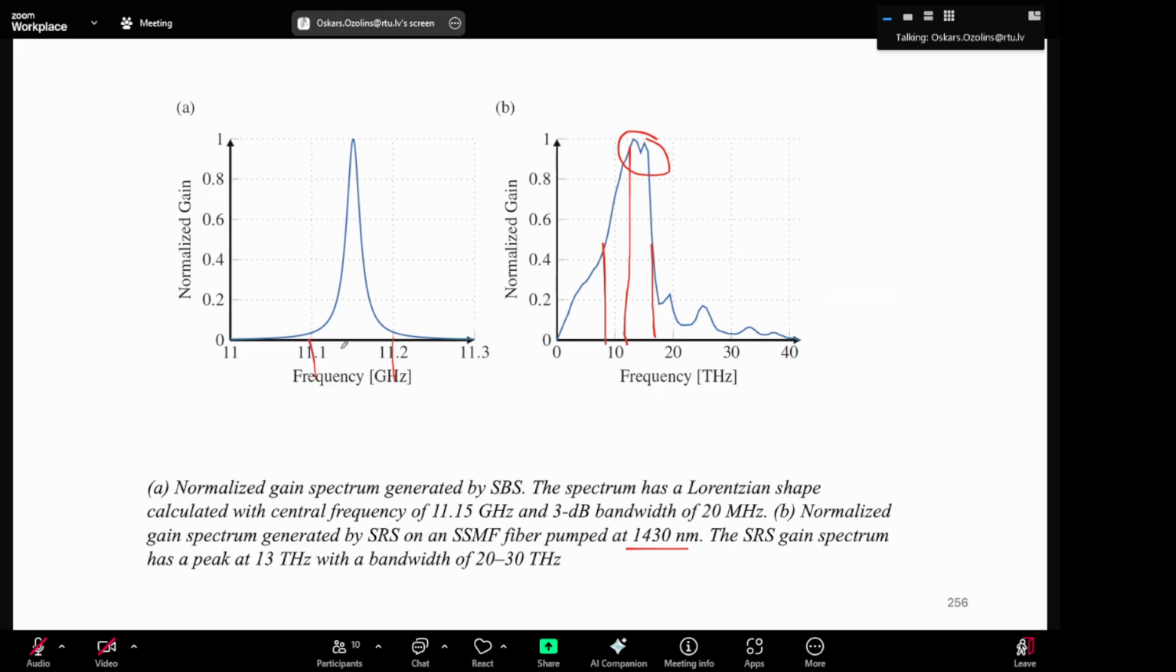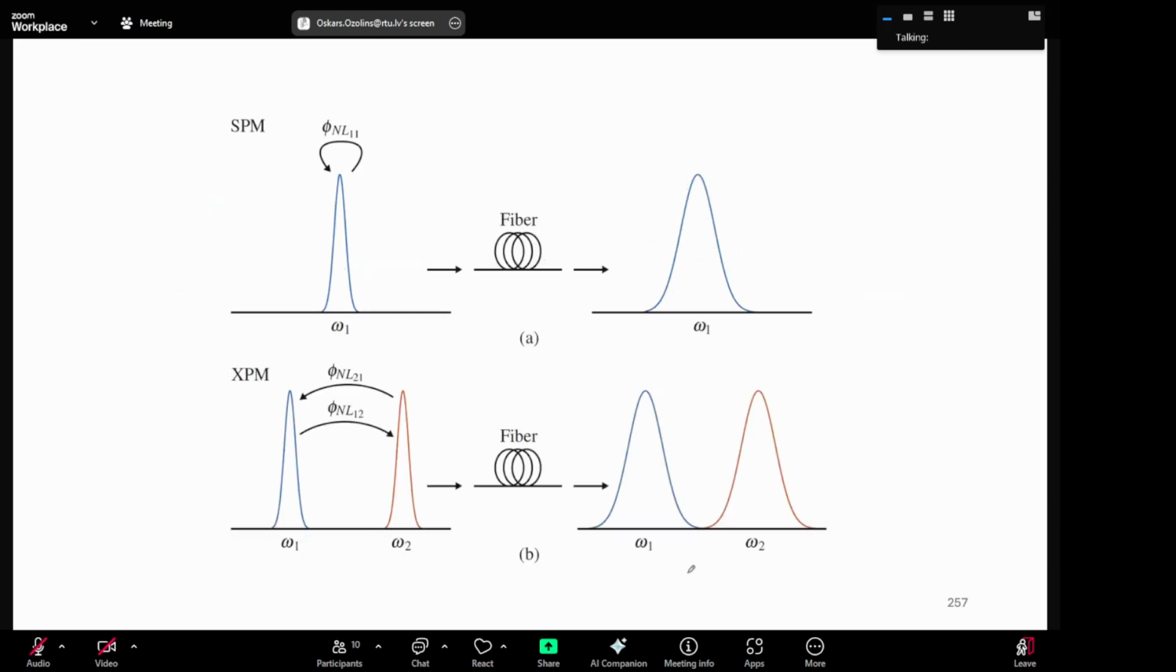Right. And with Raman scattering, if you have multiple channels, then channels at 1430 will start to amplify. So basically, your data channels will provide gain for other channels, depending on how far the distance is. Right. Okay, so there are other things.